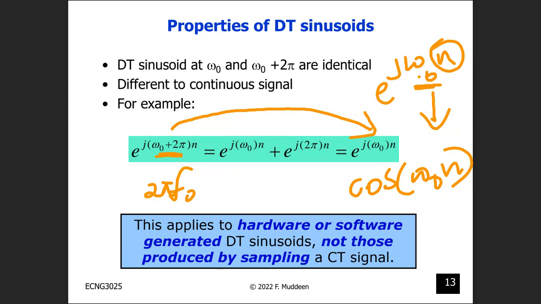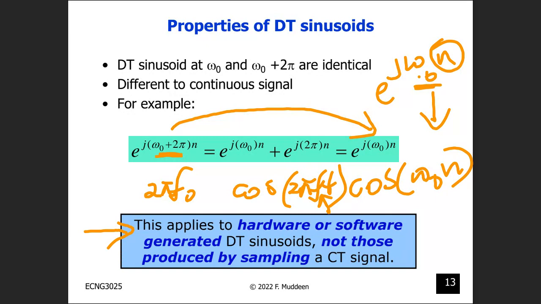This applies to any time I'm generating a sinusoid discretely. It doesn't apply to those when you sample a continuous time signal. But if I'm generating a sinusoid, which is what a number of applications do in discrete time, like going to MATLAB and telling it to generate the values for a sinusoid, you have to be careful. You would automatically assume that, like in the continuous time domain, with cosine 2 pi ft, if I increase f, then f could go from 0, which is DC, up to any value that I want.